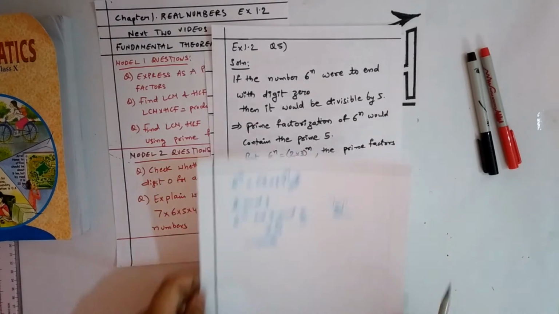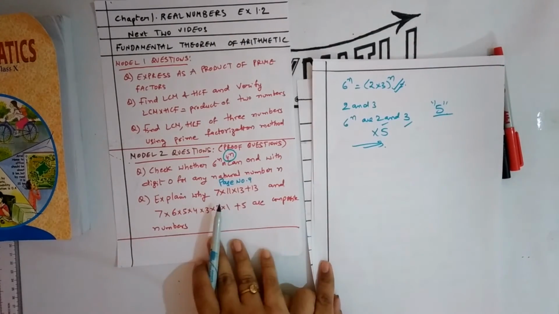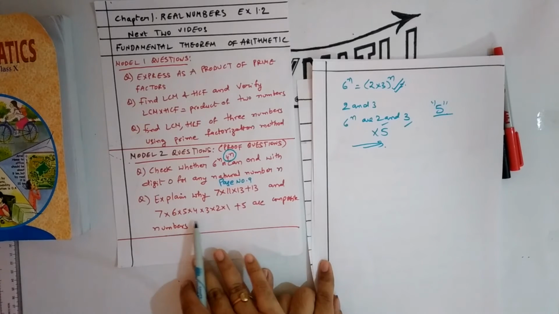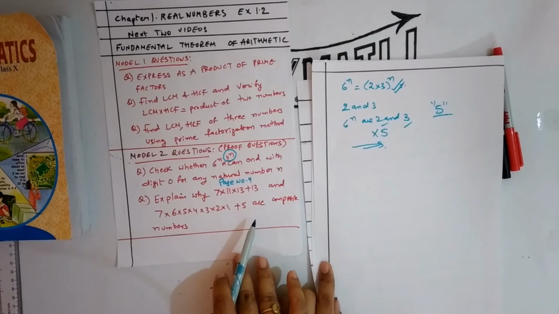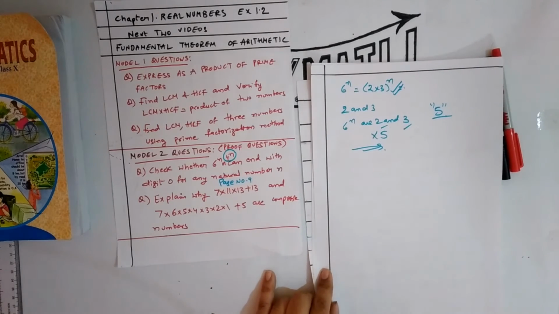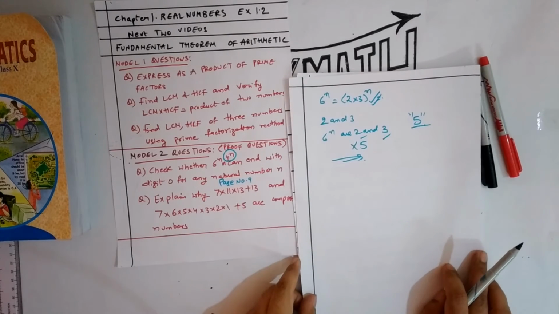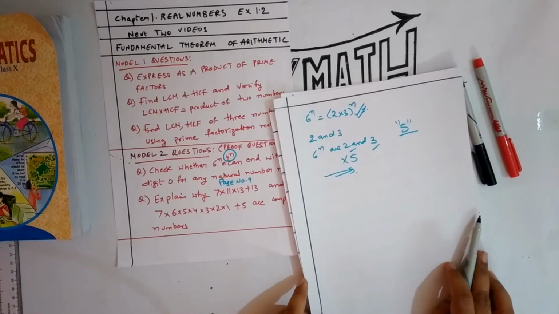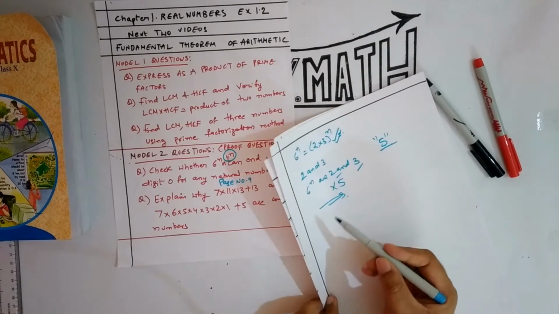Okay, let's look at the next question. Explain why this number and this number are composite numbers. What is a composite number? A composite number is a number which is not prime. A prime number is a number which has 1 and itself as its factors. So a composite number will have more than 1 and itself as its factors.